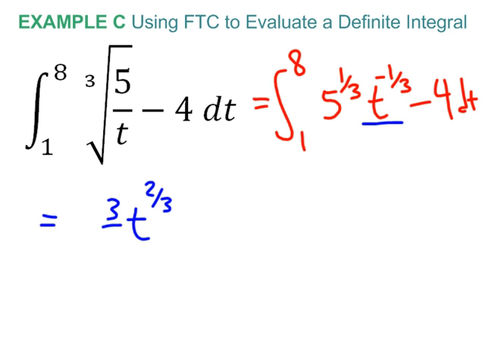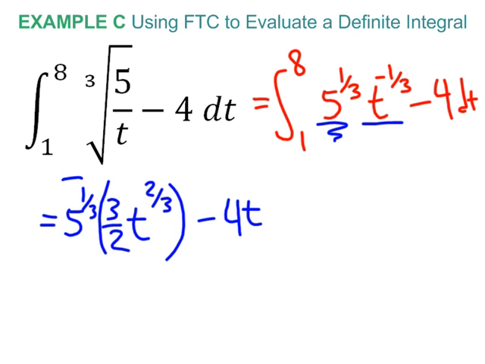I'm going to put the 3/2 in front. And then I'll just write this 5 to the 1/3 out in front. Not really any way I could combine that 5 to the 1/3 and this 3/2. Just for emphasis, I'll put that in parentheses. Minus 4t. And then, again, I like to put the whole brackets around there from 1 to 8.